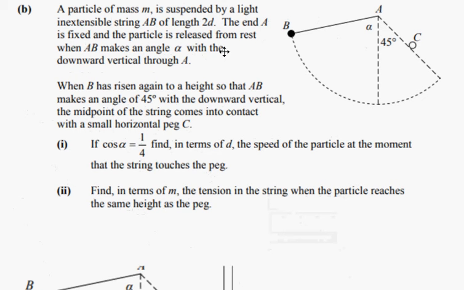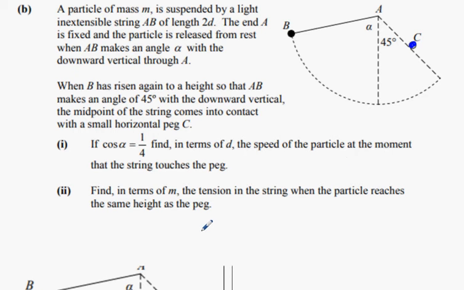What does it say? The end A is fixed and the particle is released from rest when AB makes an angle alpha with a downward vertical. When B has risen to a height so that AB makes an angle of 45 degrees with the downward vertical, the midpoint of the string comes into contact with a small horizontal peg, this thing here. If cos alpha equals a quarter, find in terms of d the speed of the particle at the moment that it touches the peg. Okay, let's start off with conservation of energy.